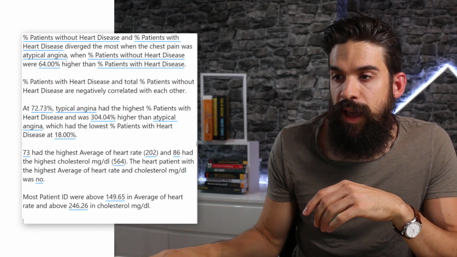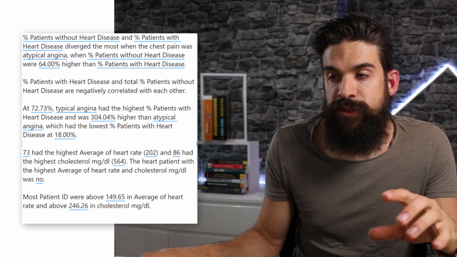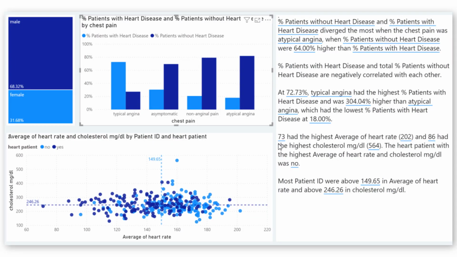Now let's have a look at the visual this refers to, and that's this column chart here. So this first point directs our attention to the right part. Here we have this type of chest pain, atypical angina. This is quite an interesting insight, although I probably would have written it a little bit shorter.